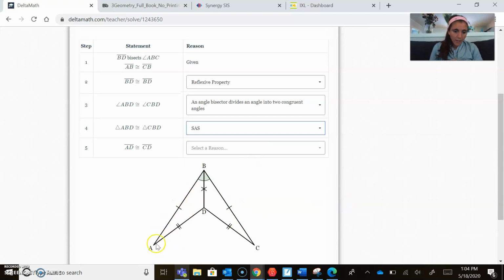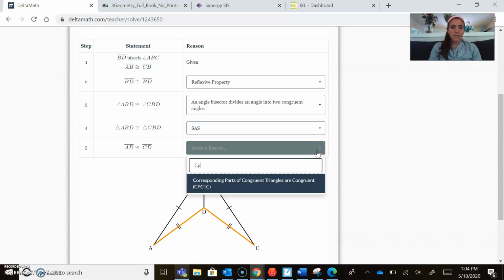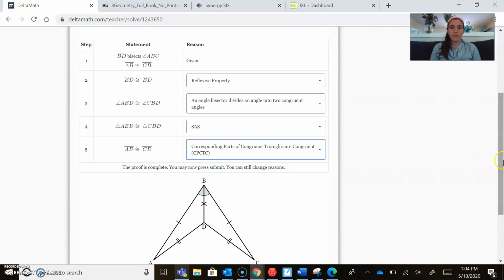So now we know that AD must be congruent to CD because of CPCTC.